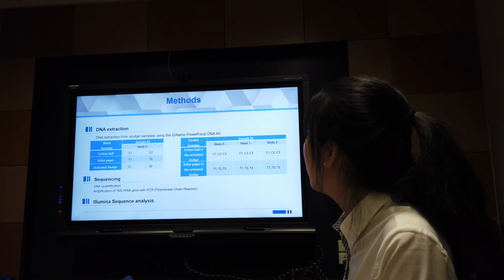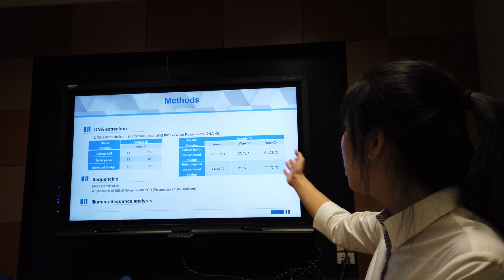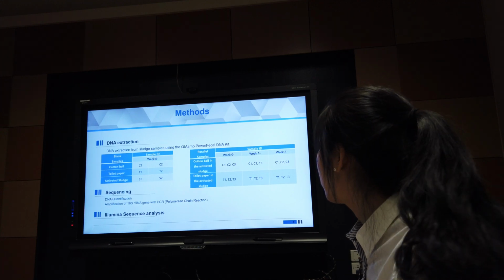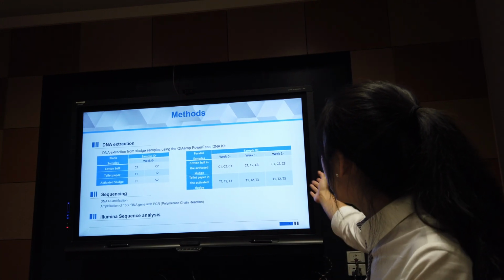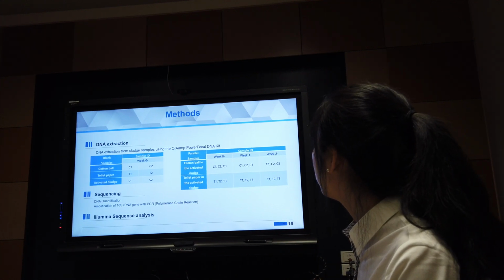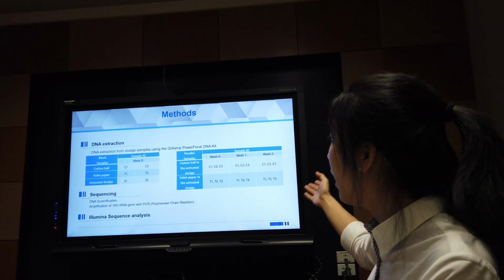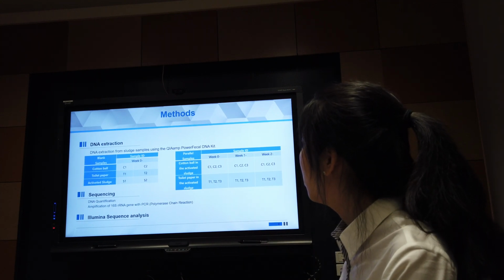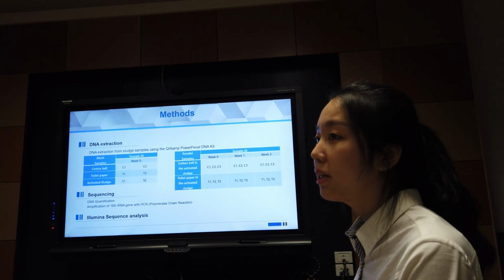Next 3 steps are DNA extraction, sequencing, and Illumina sequence analysis. These 2 tables show all the samples we have taken during the 2 weeks. These are parallel samples, and those are blank samples. The parallel samples are divided into 3 groups, which were taken on the start day of the experiment, and week 1 and week 2. And the sequencing step is divided into 2 parts: DNA quantification and amplification with PCR technology.